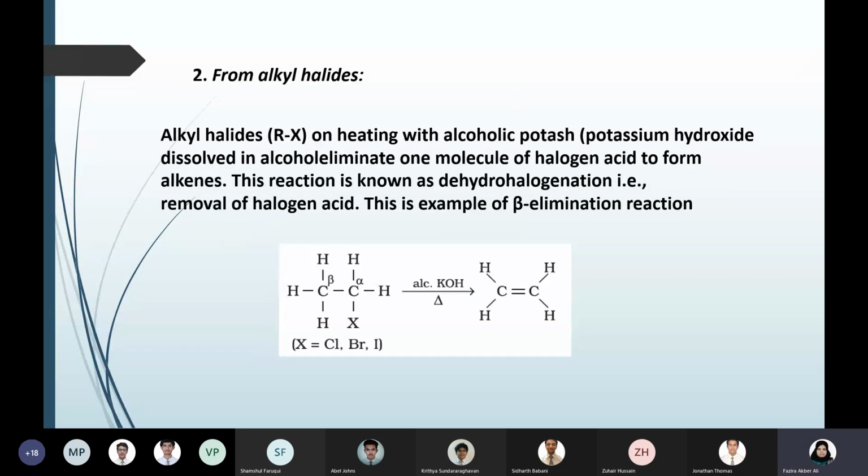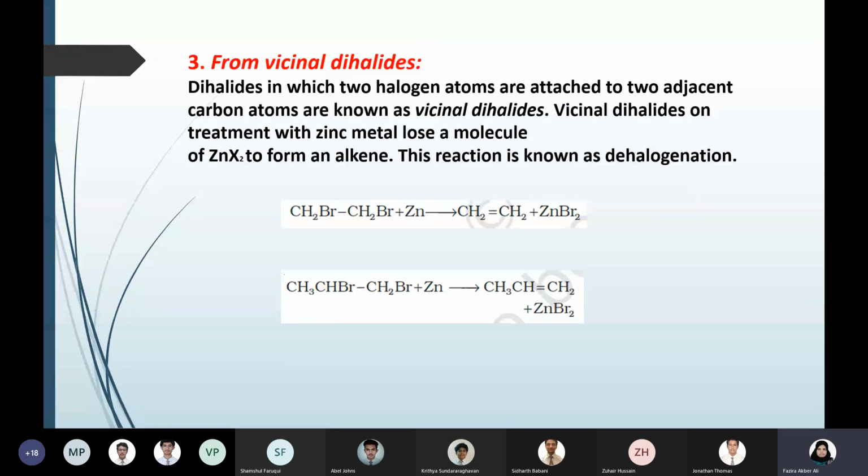Then we discussed dehydrohalogenation of alkyl halide. Hydrogen from the beta position is removed along with the halogen. So this is also a beta elimination reaction, and the condition is alcoholic potassium hydroxide. Then we have vicinal dihalides, where dehalogenation takes place. Two halogen atoms are removed from the compound and you will get an alkene. Here the catalyst used is zinc metal.